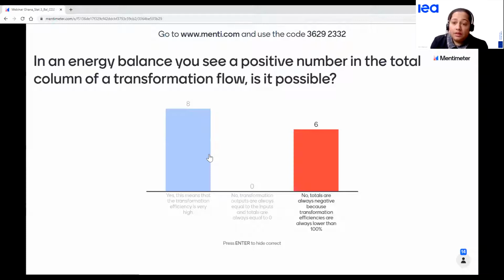It is possible that in the energy balances that we receive at the IEA, sometimes we do have this positive number. Usually we contact countries and try to investigate if the numbers have been reported properly. Sometimes there could be errors in the input or the output, which leads to this over 100% efficiency. So that was it for the Menti questions. And now let's start with the presentation.